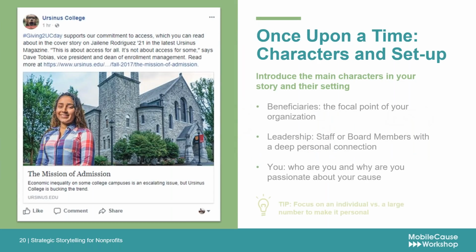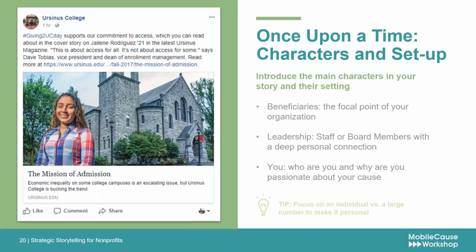All right, starting with Once Upon a Time. So this is more or less your character introduction. So start thinking about who the main characters in your story are. Primarily, your beneficiaries will likely be your most obvious main characters, and those are who are benefiting from your organization's work. Now, while your beneficiaries might seem like the most obvious, your main characters can also be different people within your organization. Sometimes this is leadership, so board members, potentially sponsors who help your organization do what you're able to do. And this could also include your staff, which may even be you.